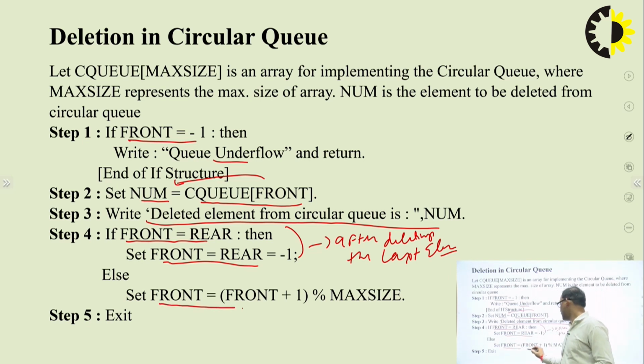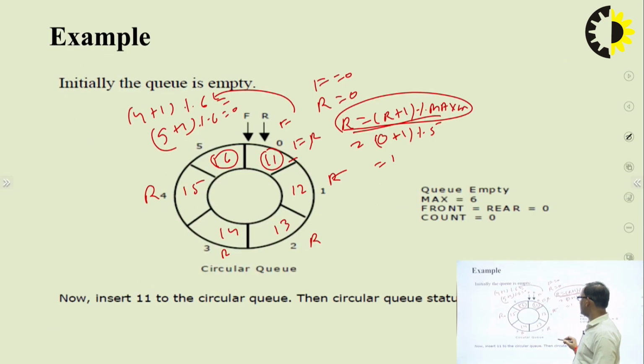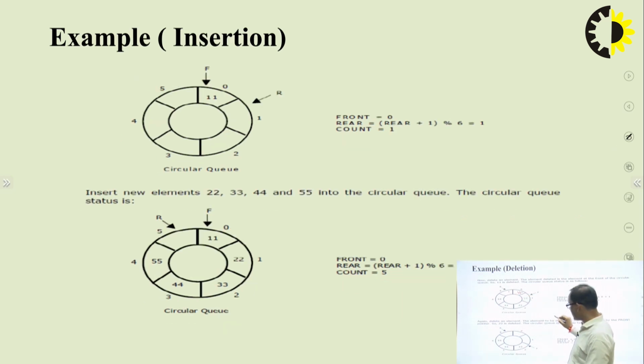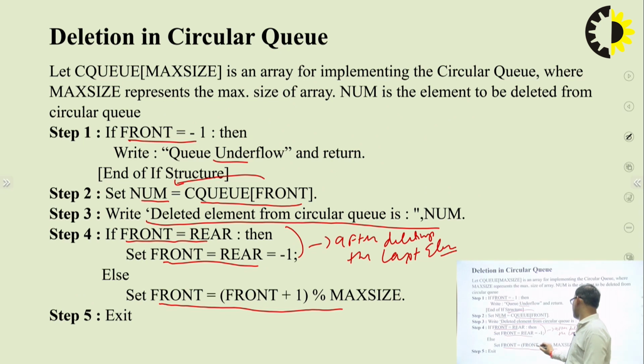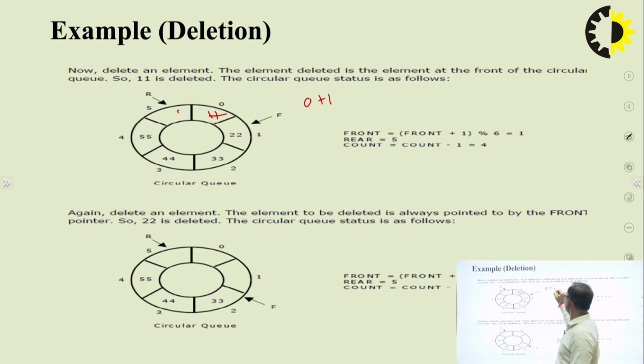Else, what happens? Front is equal to front plus 1 modulus max size. For example, here, this is the first element. Suppose we have deleted this element, then we use this condition to delete the next element. Front is equal to front plus 1 modulus max size. So 0 plus 1 modulus max size, here 1, 2, 3, 4, 5, 6, which is 6, so 1. So the next value of front will be 1. When we delete this element, the next value of front will be this.